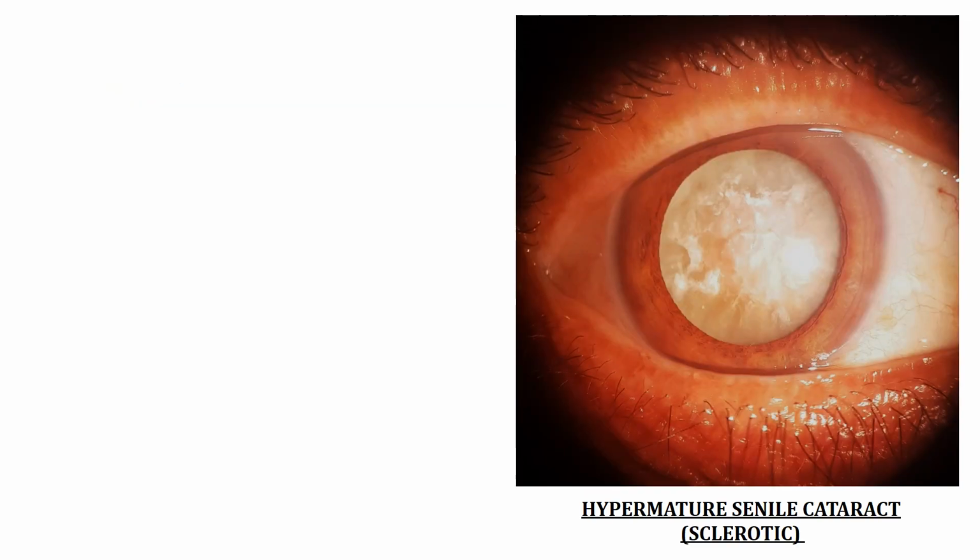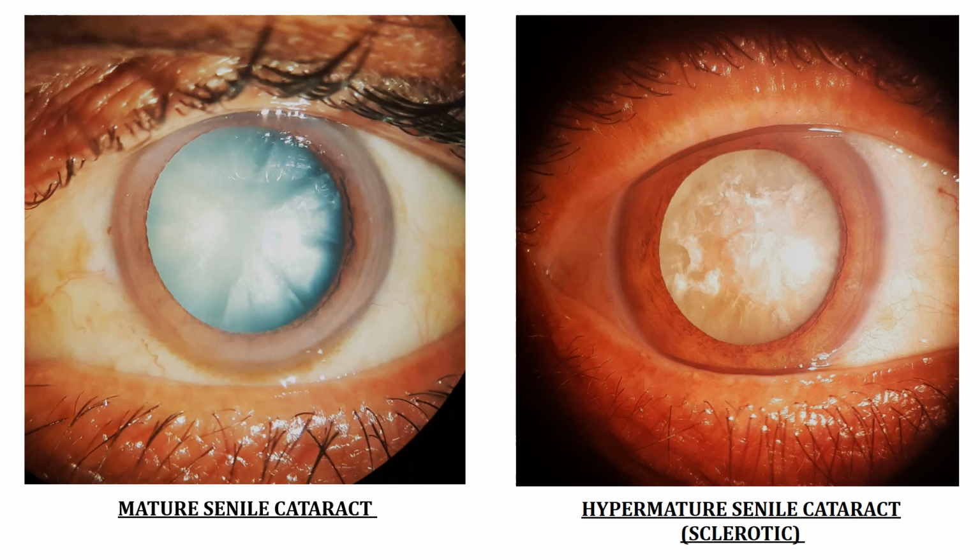You can see that it is a total cataract, but as opposed to a mature cataract that you can see on the left side of the screen, this hypermature cataract has a dirty white appearance and the capsule looks wrinkled and opacified. So this is a hypermature cataract of sclerotic variety. So I hope that the concept of sclerotic cataract is clear to you now.